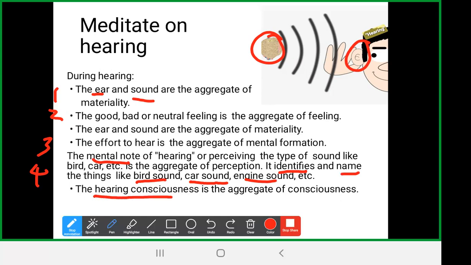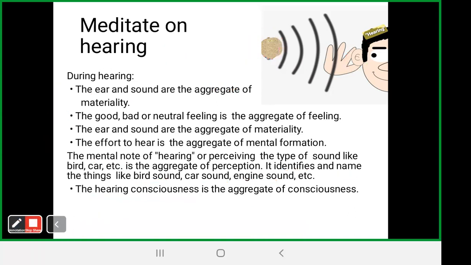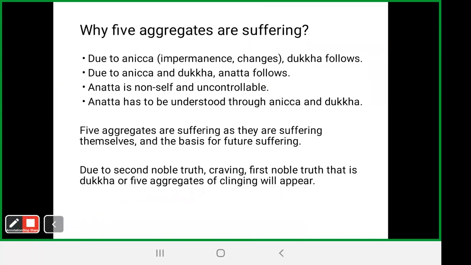And the hearing consciousness is the aggregate of consciousness. So that's how you meditate on the 5 aggregates, at the moment you're hearing, listening, or anything. Okay, so why are the 5 aggregates suffering?